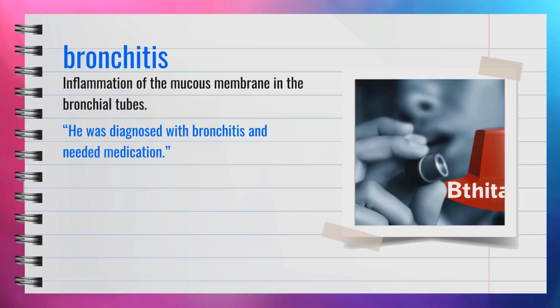The word bronchitis, spelled bronchitis, is a noun. It means inflammation of the mucous membrane in the bronchial tubes. For example, he was diagnosed with bronchitis and needed medication. Bronchitis, inflammation of the mucous membrane in the bronchial tubes.